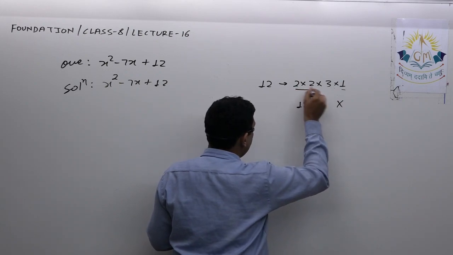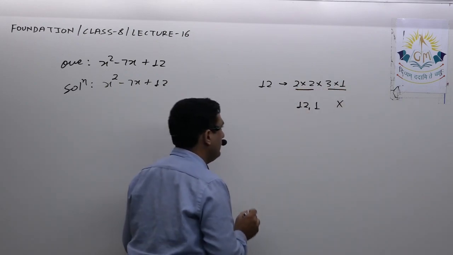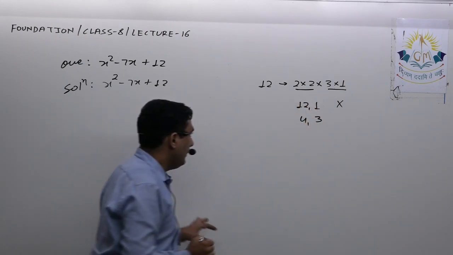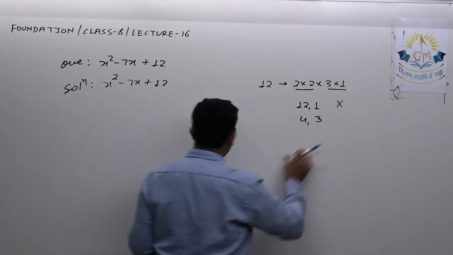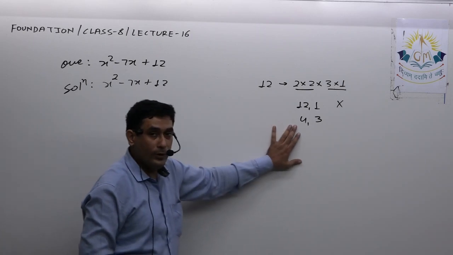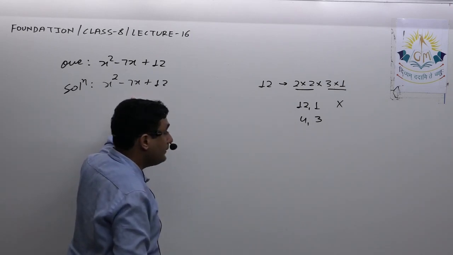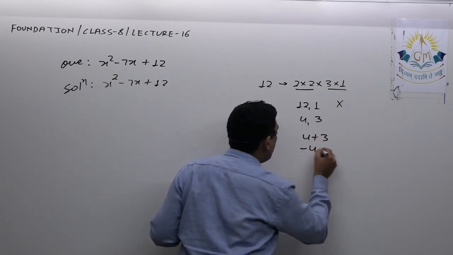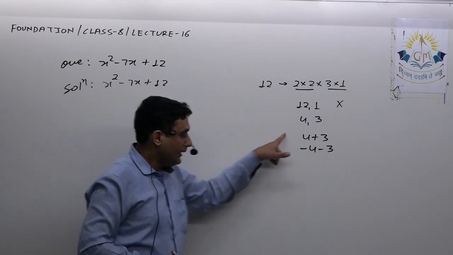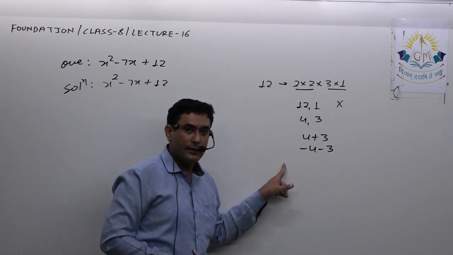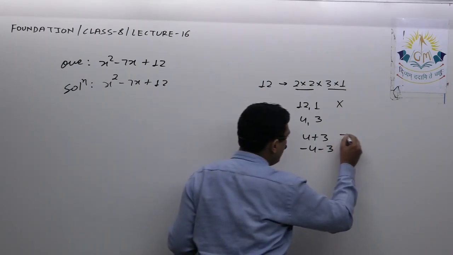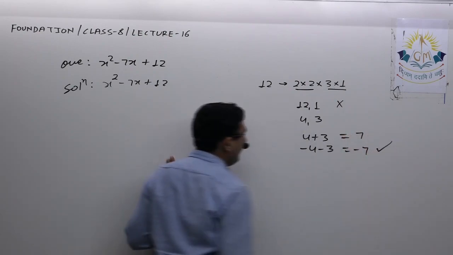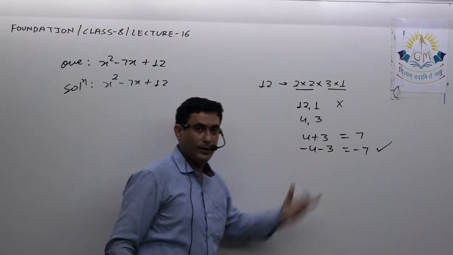So now I will check this. I will take these two and these two together. So here I have 4 and here I have 3. Now you can see the sum of these two is 7, but here I need minus 7. The sum can be written as 4 plus 3, as well as minus 4 minus 3. In both cases we are adding the numbers, only that here it will be plus 7, here it will be minus 7. In this question we need minus 7. So the correct combination is minus 4 minus 3.